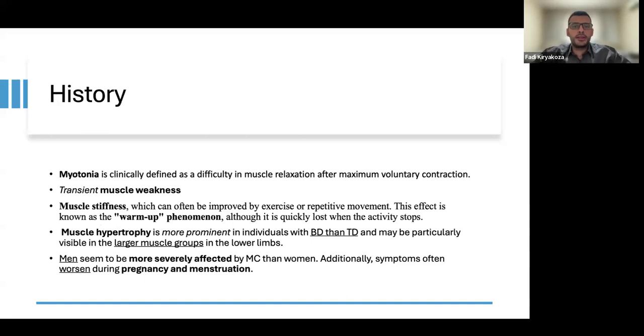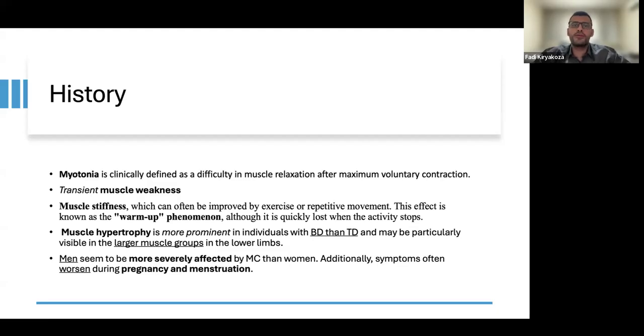So what are the important things to ask about in the history? Myotonia is the cardinal feature of myotonia congenita. It is clinically defined as a difficulty in muscle relaxation after maximum voluntary contraction. In our patient, this was after a handshake. It is also associated with a transient muscle weakness, which is typically non-painful. This will come later when we discuss differential diagnosis. Muscle stiffness is also observed, and it can be improved by exercise or repetitive movement. This effect is called the warm-up phenomenon, but it is quickly lost when the activity stops.